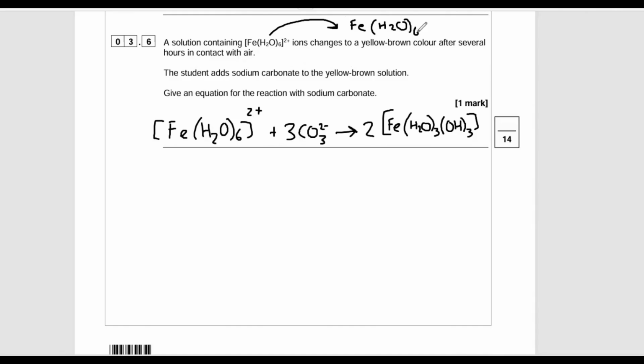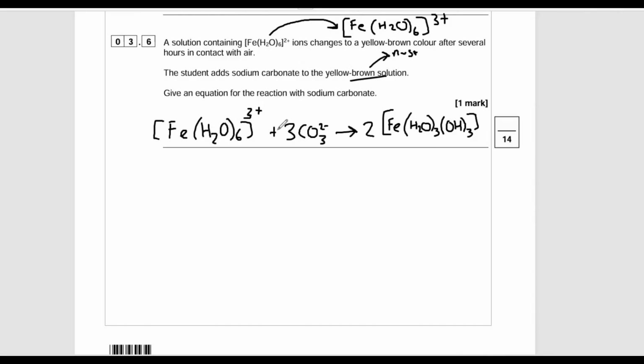Right, so you can see this is oxidized first of all upon standing, so it goes from a green precipitate to a yellow brown precipitate. It loses an electron and it becomes Fe3+. That's why Fe2+ has that green color. Fe3+, generally you get these yellow and brown colors with Fe3+. And there we go. That's the equation that you need to know.